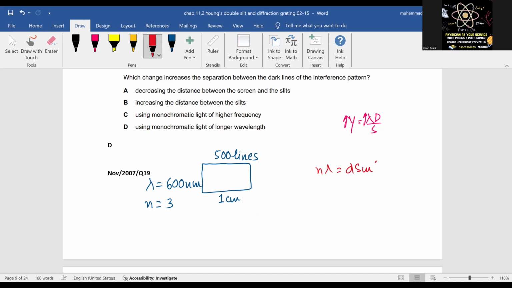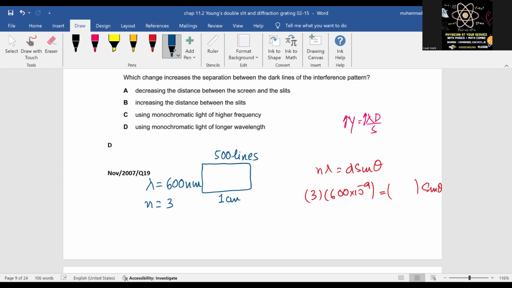Now, n is 3, lambda is 600 exponent negative 9. But what will you take d as? You have to find sine theta. What will be your d? Sir, I don't know.